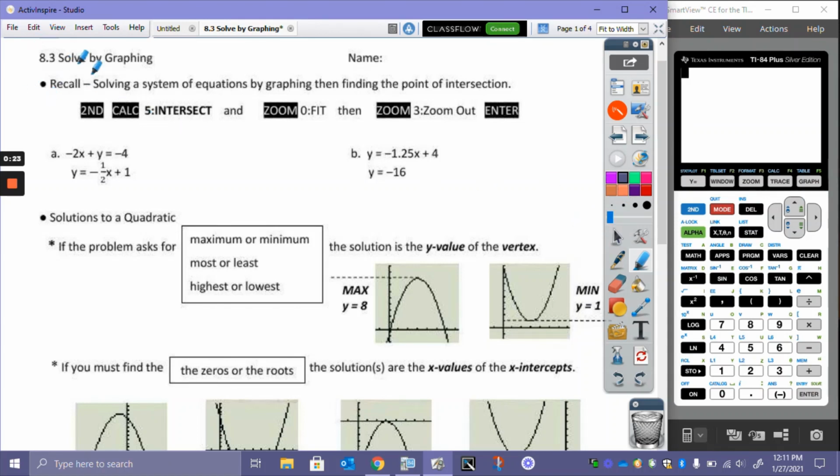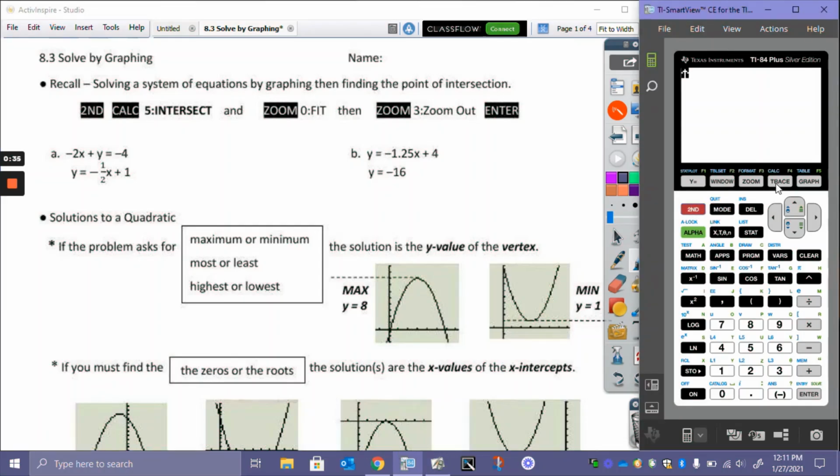Recall that when we learned how to solve systems of equations by graphing and then finding the point of intersection, we would do so by hitting second calculate. So on your calculator, second calculate is this trace button. Calculate, the second makes it that calculate button. 5 for intersect. Now, obviously, I don't have anything in my graph, but just so that you remember.